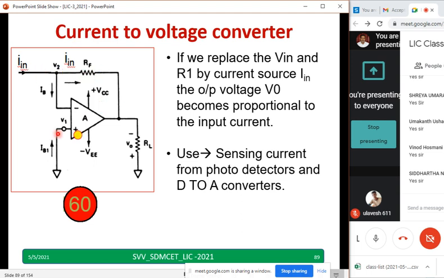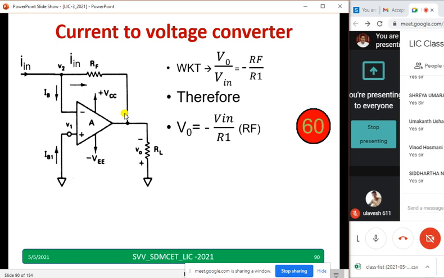So this particular circuit is useful in many, many applications. To name a few, sensing current from a photodetector we can use. Or even in the last chapter, last video, we are going to discuss a D to A converter. There also we are going to use a current to voltage converter. The diagram is there in the next slide.